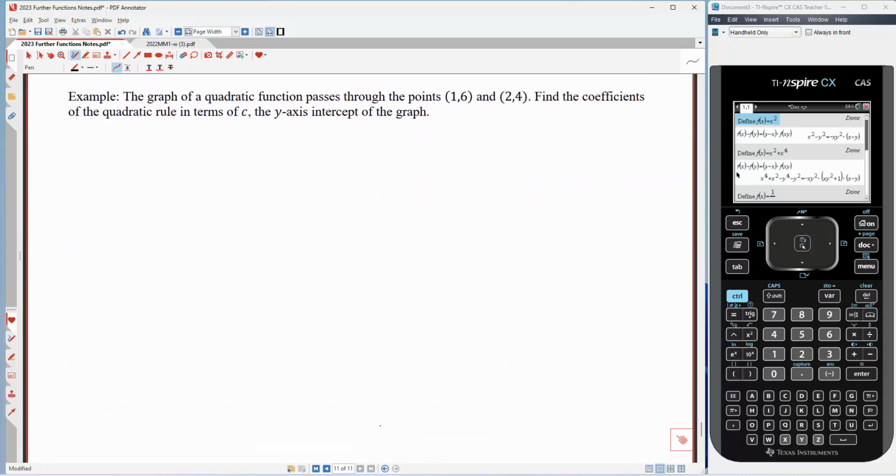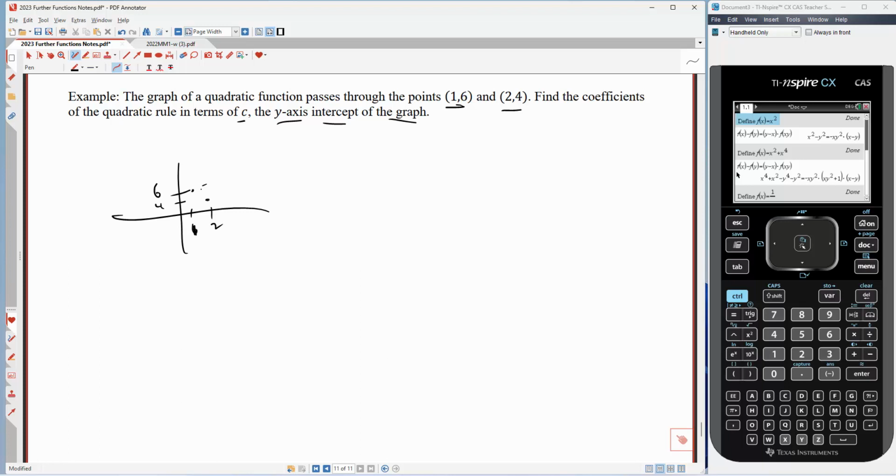The graph of a quadratic function passes through the points (1, 6) and (2, 4). Find the coefficients of the quadratic rule in terms of c, the y-axis intercept of the graph. How's this going to work? So we've got (1, 6) and (2, 4).